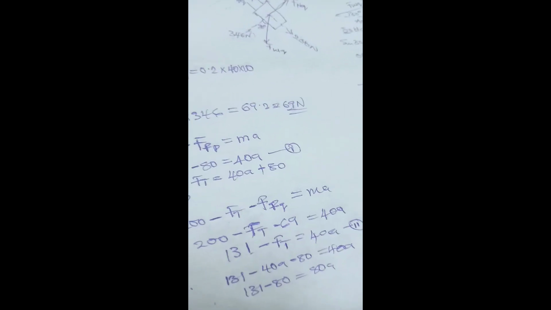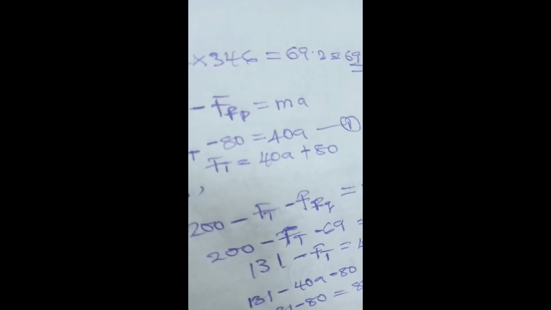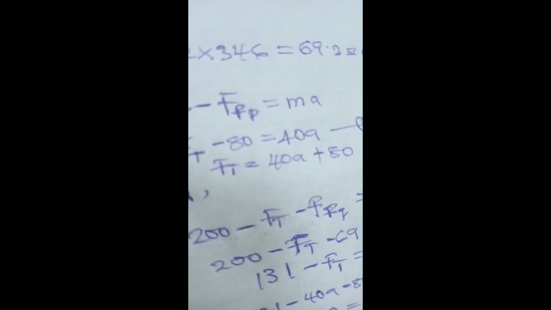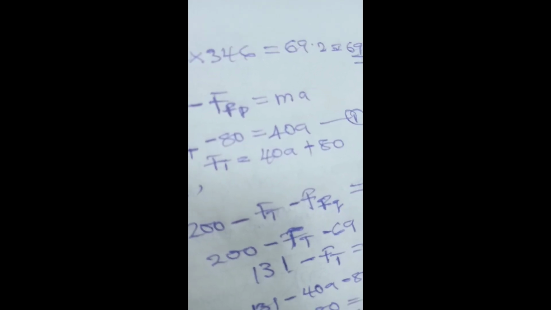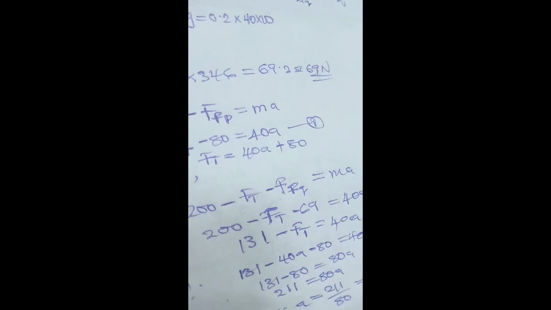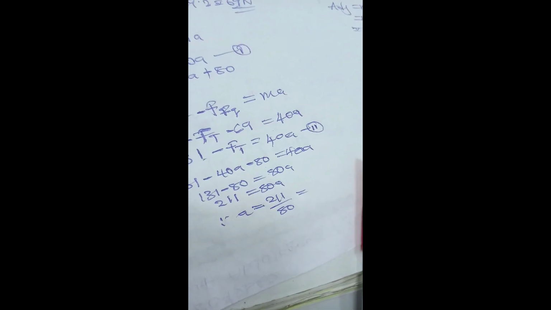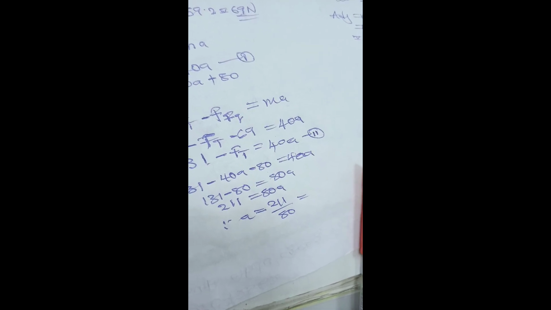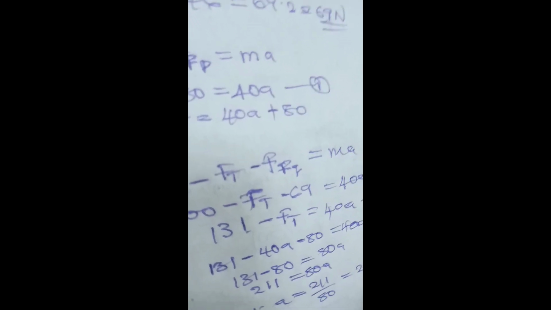Now 131 minus 80 will give us 211, equal to 80A. So divide 211 by 80. Then we are going to have our acceleration to be 2.6 meter per second square.